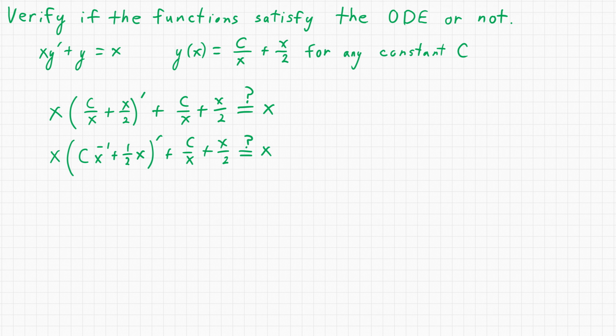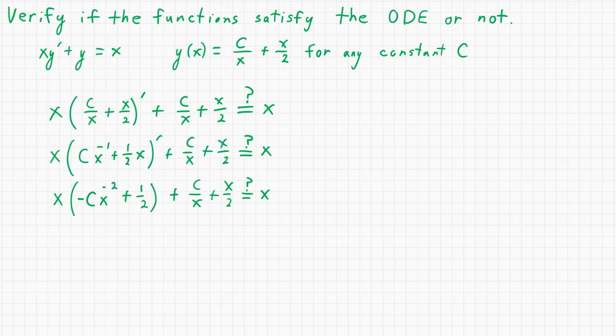Oh, derivative. All right, so I have x. So the x to the negative 1 is going to pop down a negative 1. That becomes a negative c. And the decrement on the x power, so that's x to the negative 2. Then my plus 1/2 x just turns into plus 1/2 because the x turns into a 1. Then I still have plus c over x plus x over 2 equals, still not sure, x.